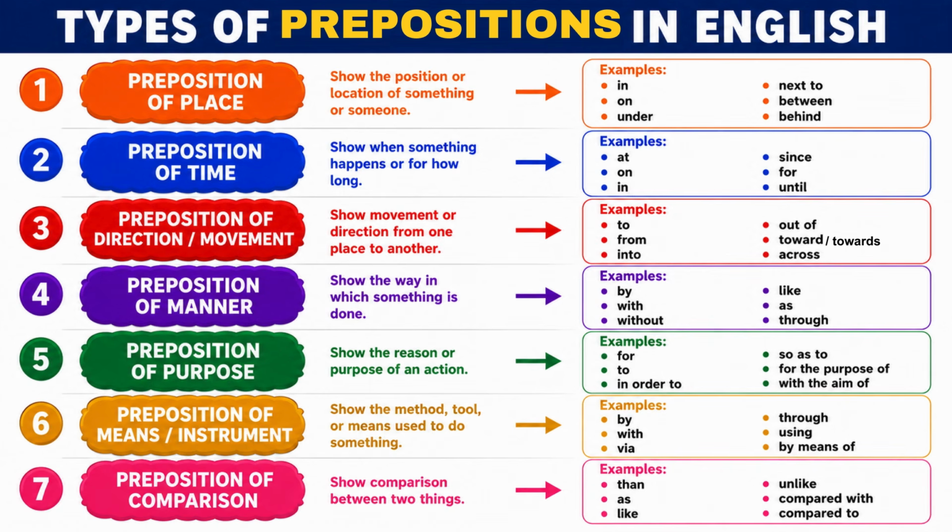For. I have studied English for 2 years. They stayed for a week. Until. We waited until 5 p.m. She worked until midnight. Now, prepositions of direction or movement. These show movement from one place to another. Examples include to, from, into, out of, toward, and across.